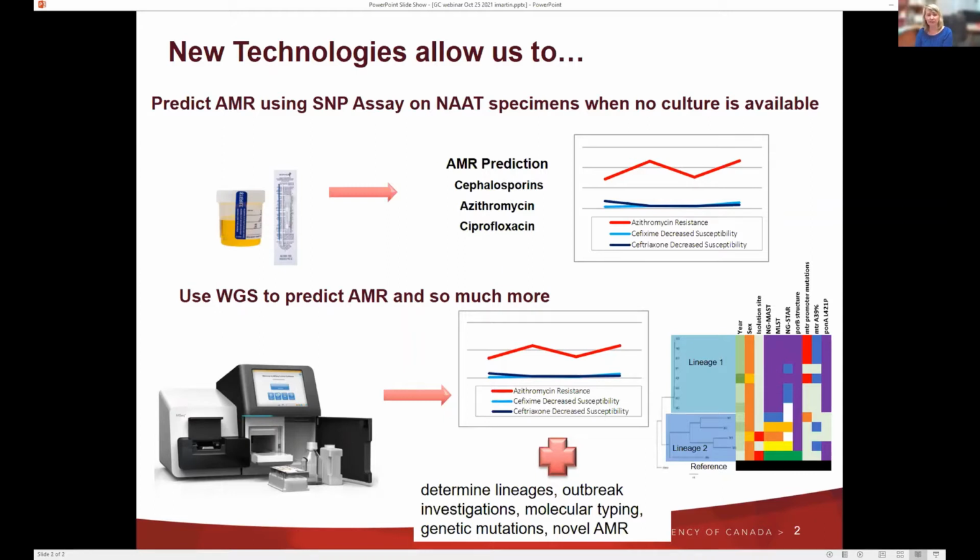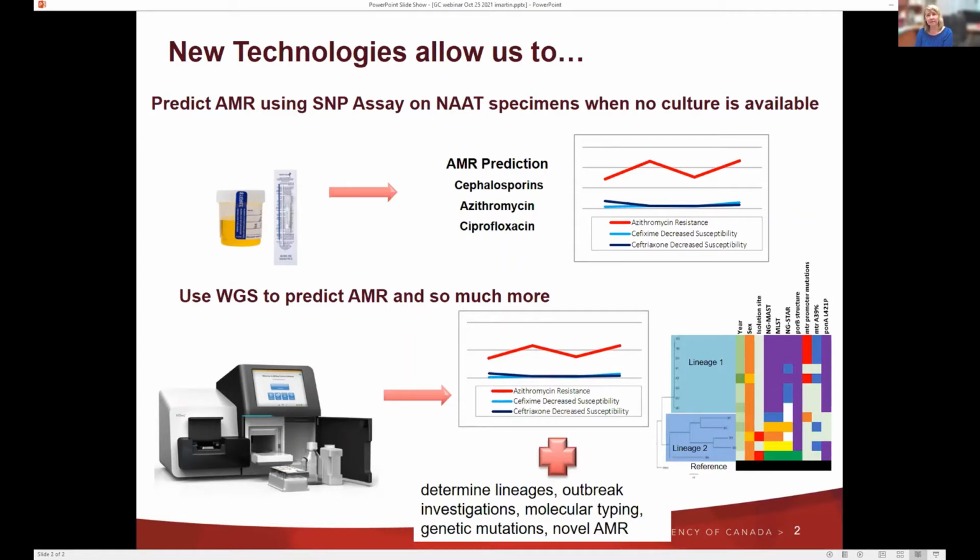So what we've been doing is using a SNP assay, which is a single nucleotide polymorphism assay, which can detect mutations in the genes associated with resistance. With that assay, we are able to do AMR prediction with cephalosporins, azithromycin, and ciprofloxacin.